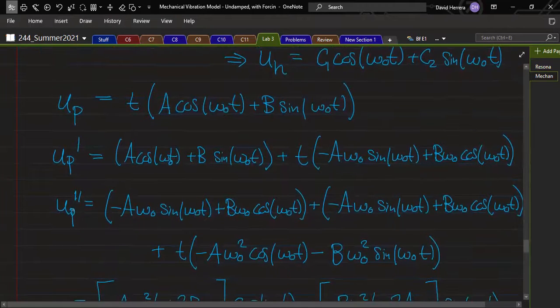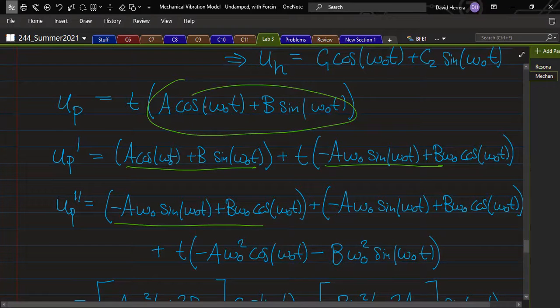Now we do the derivative again, and it's the same sort of pattern. If you differentiate this, you get this. If you differentiate this, you get this. If you differentiate this, you leave the t, and then you do this derivative, which is the same as the second derivative of this. So you get minus a omega naught cosine, and then another omega naught comes out. So minus a omega naught squared cosine. And then here you have minus b omega naught sine, and then another omega naught comes out. So you get minus b omega naught squared sine.